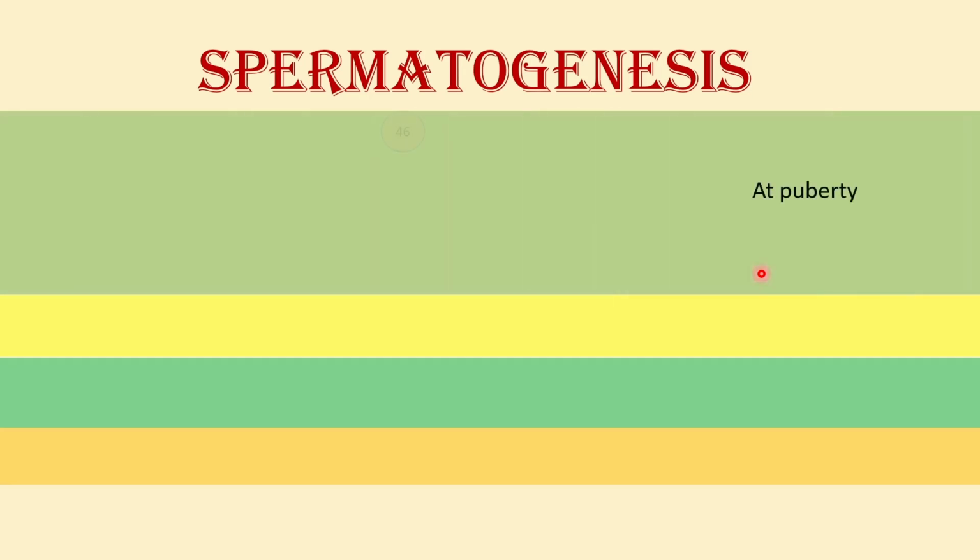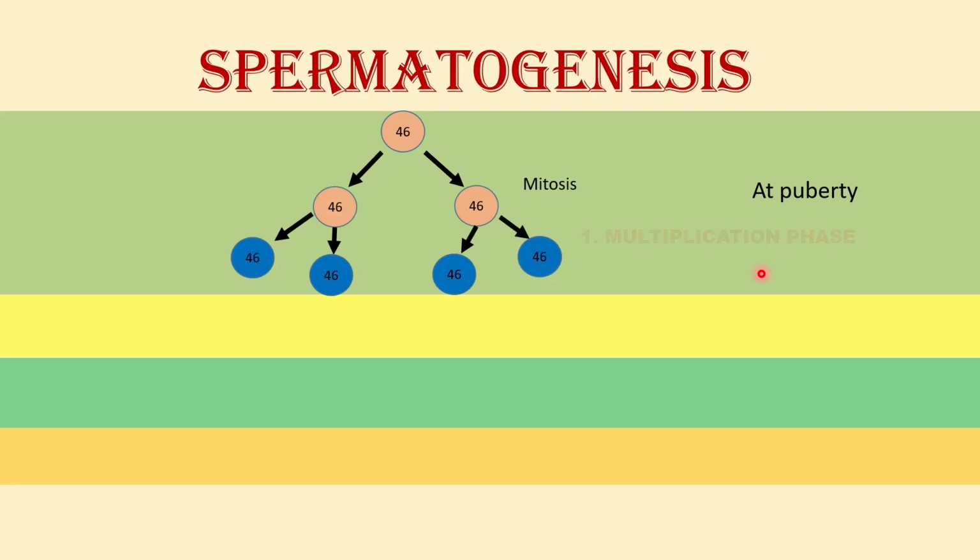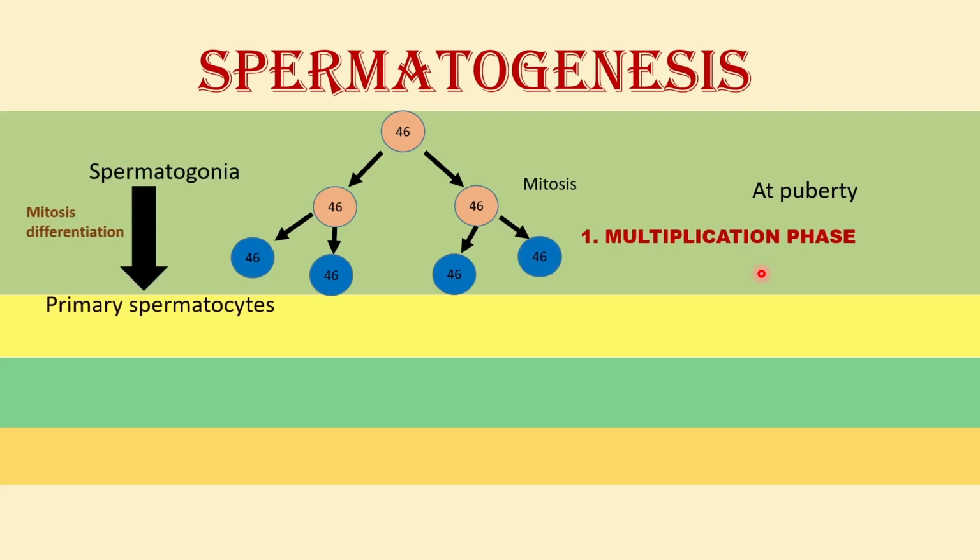It begins at puberty and it consists of four stages. The first phase is the multiplication phase, in which the spermatogonial cells undergo repeated mitotic division and then differentiate into primary spermatocytes. The second phase is the growth phase. In this phase, the primary spermatocyte grows in size. The primary spermatocytes enter the growth phase of the cell cycle and prepare themselves for meiotic division.